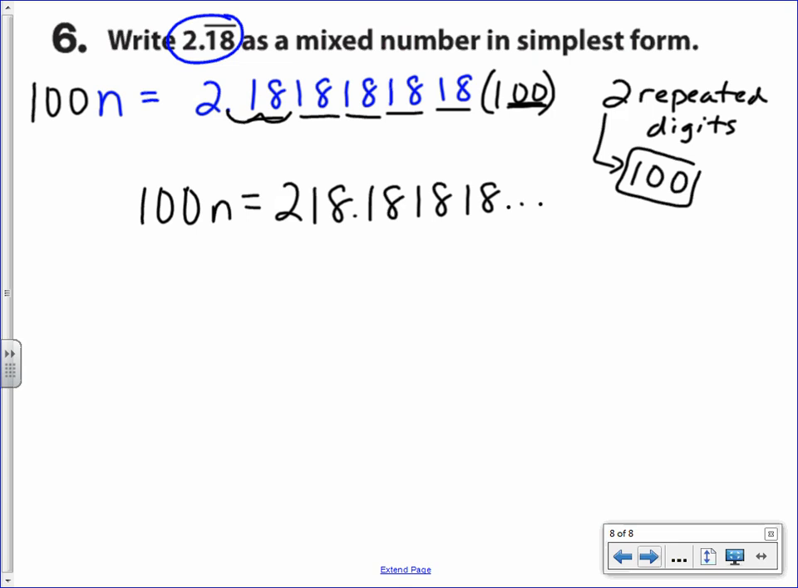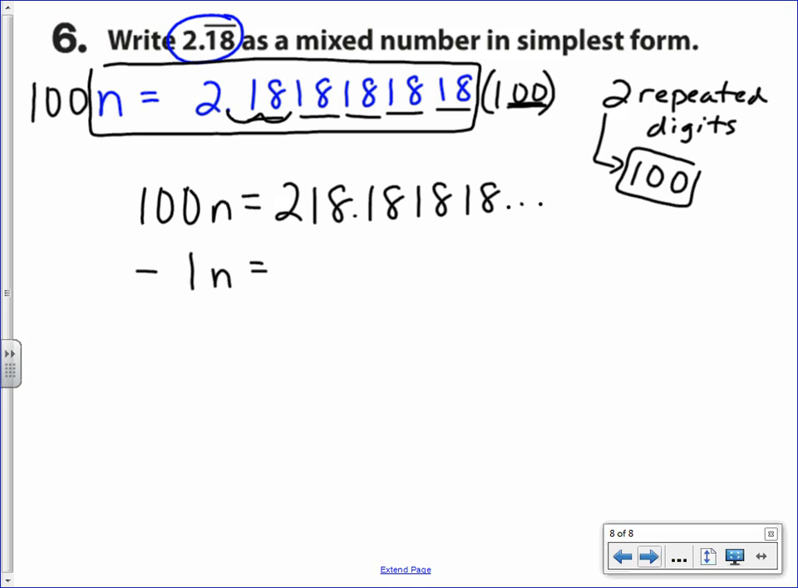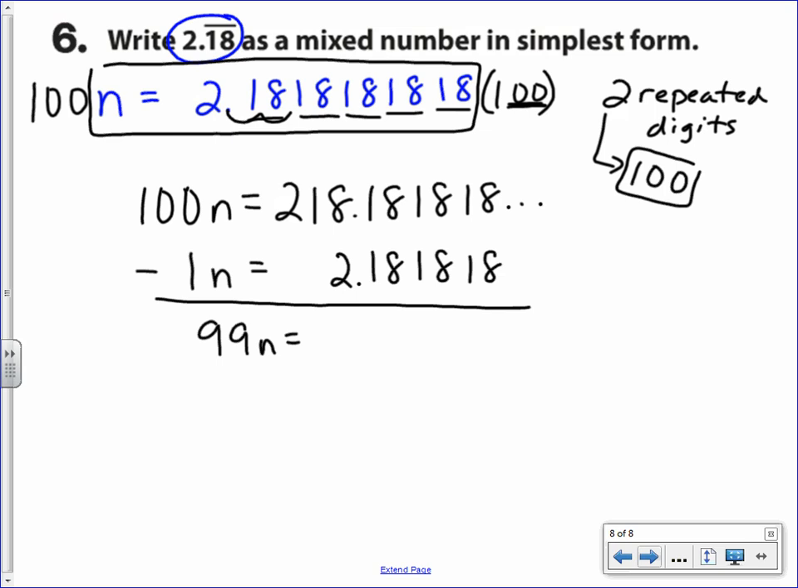Now I go back and I subtract that original piece. So I'm going to subtract the 1n equals, whoops, it's not a 0, my fault, it is 2.181818. 100 minus 1, 99n. These all cancel. Okay, these all cancel. There's nothing left there. 218 minus 2 is 216.